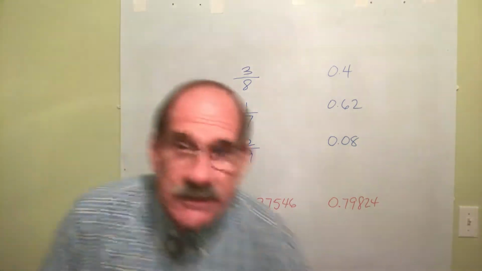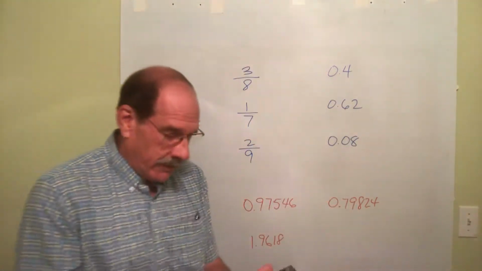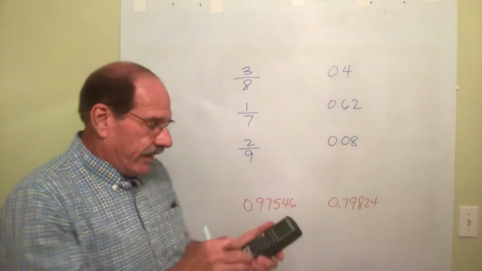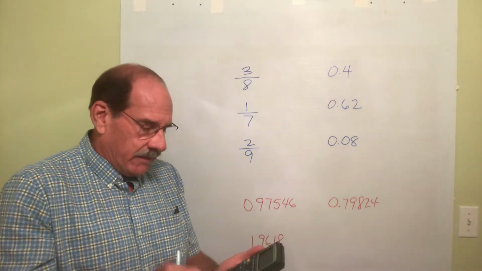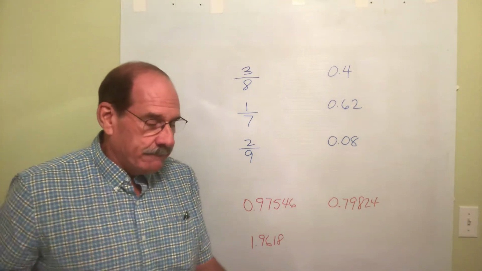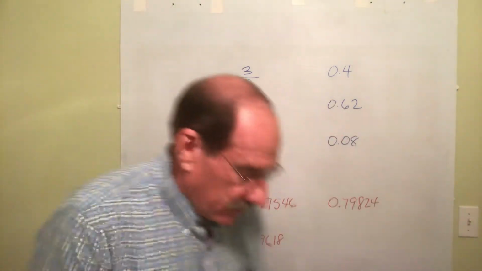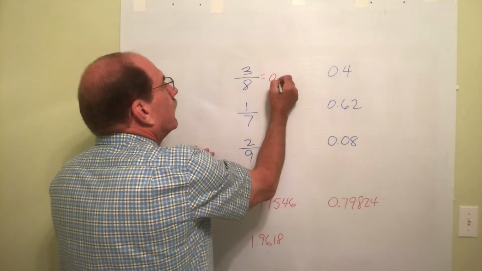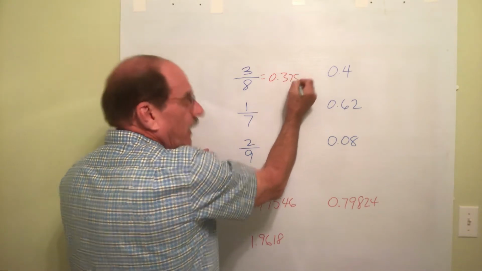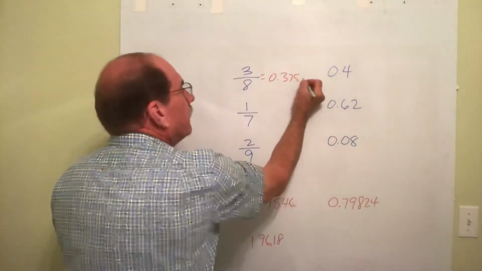3/8. Well, let's get our handy dandy little calculator out here. 3 divided by 8. I'm guessing you probably don't know this off the top of your head. 0.3750. 375. Well, that's what I said. Yes, that's what I said.